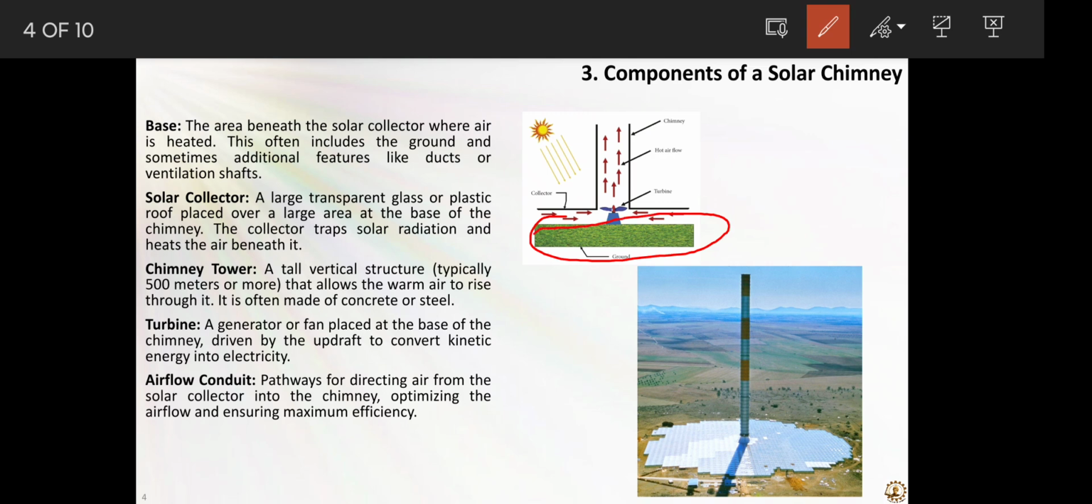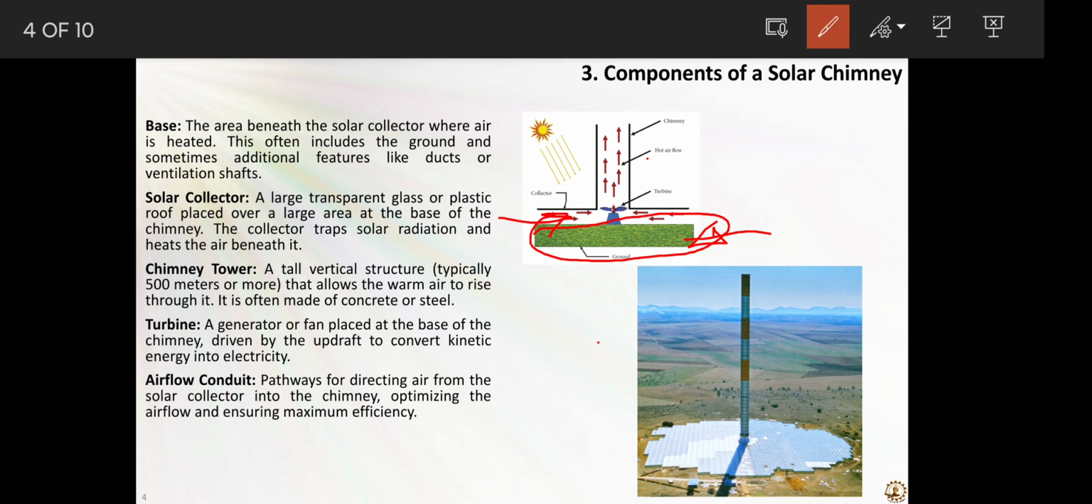That means the area beneath the solar collector where air is heated, and it often includes the ground and sometimes additional features like ducts or ventilation shafts. So in the base we can include the duct in which the air is flowing, and the ground on which the whole chimney will be constructed. So this is the base.